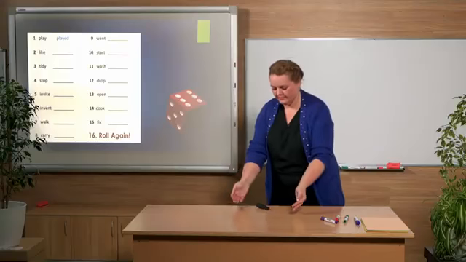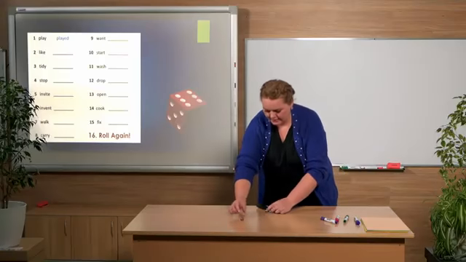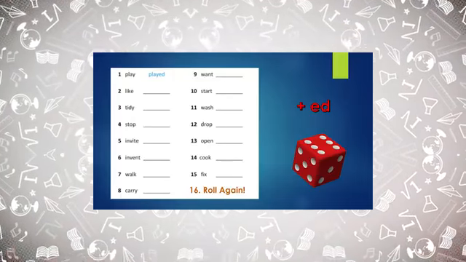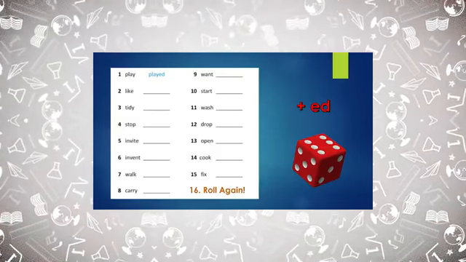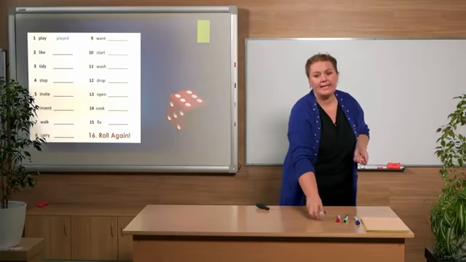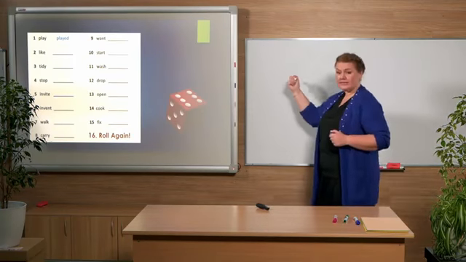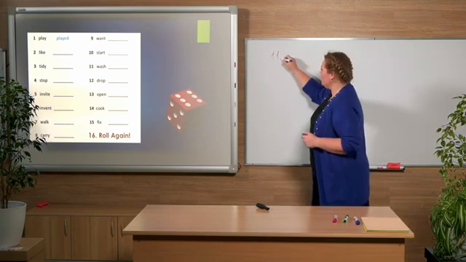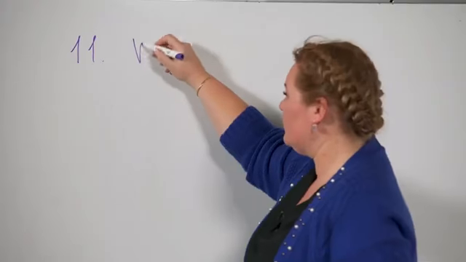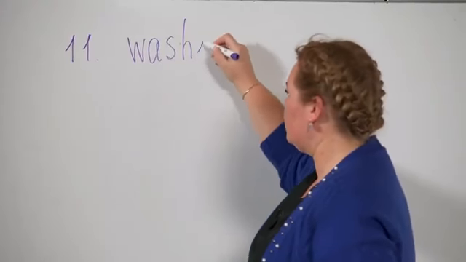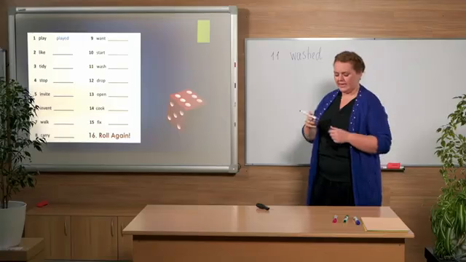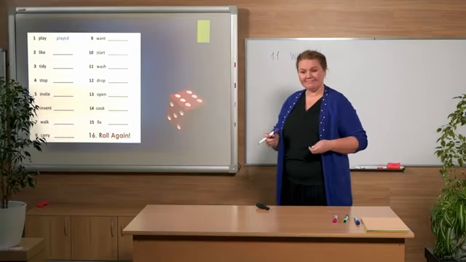So let's play. Ready? 2 dice, I'm going to roll it. And we have 7 and 4. 7 plus 4? Yes, 11. So 11 is wash. What is the past simple for wash? It's washed. Let me write it down. 11 is washed. So let's try again.